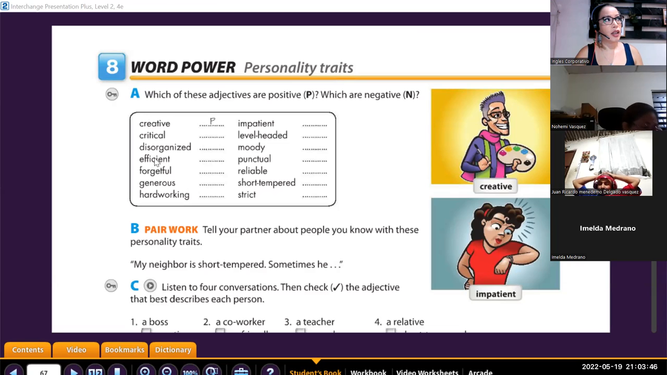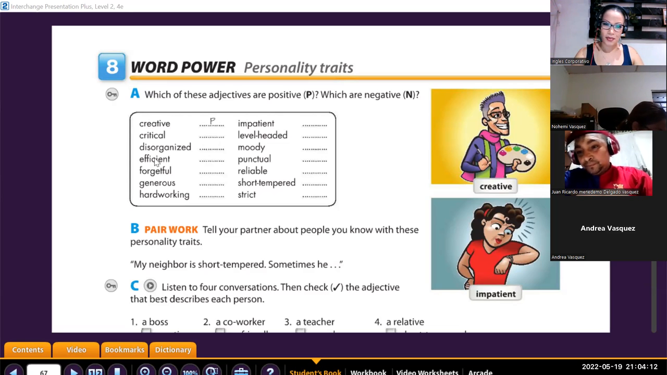Level-headed. Positive. Moody? Negative. Punctual? Positive. Reliable? Positive. Short-tempered? Negative. Strict?